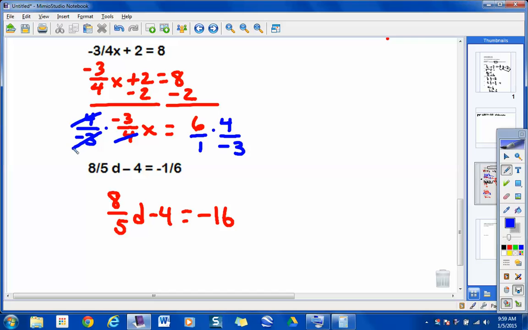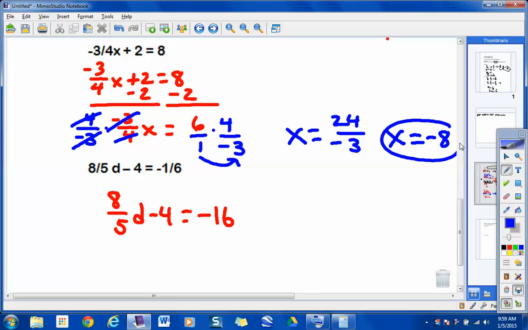Goodbye, goodbye. So we're left with x, right? Yeah, and then 6 times 4 is 24. 24 on top. And then 3 times 1 is 3. So those two would be -3. So how about the quotient of 24 and -3? Where's that put you? X equals -8. Okay. Megan, that was excellent. Thank you.